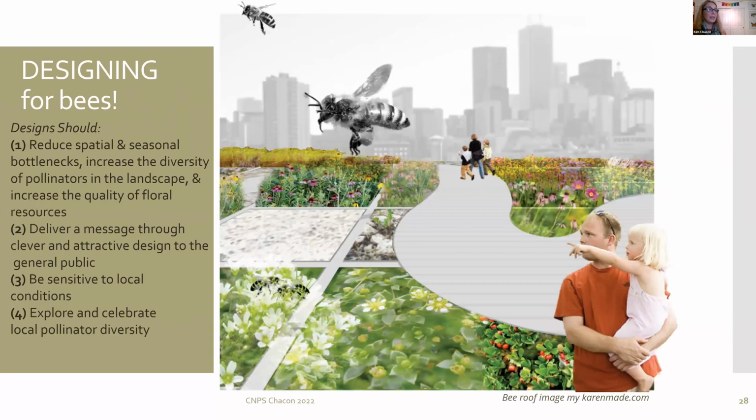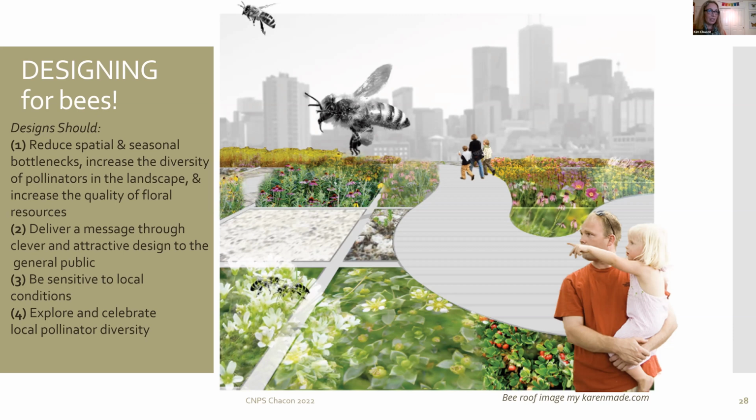So I developed this list of designs. You know, what if I could design the ultimate bee garden, the ultimate network, how would I do it? And I came up with this list. So I think design should reduce spatial and temporal bottlenecks. Okay, we should increase the diversity of pollinators in the landscape. So not just designing for European honeybees. A lot of the stuff that's published or is on social media is just for honeybees, which is really a shame. And we really need to increase the quality of floral resources. How to do it, I think, is still being uncovered, okay? But I can give you what I've learned so far.